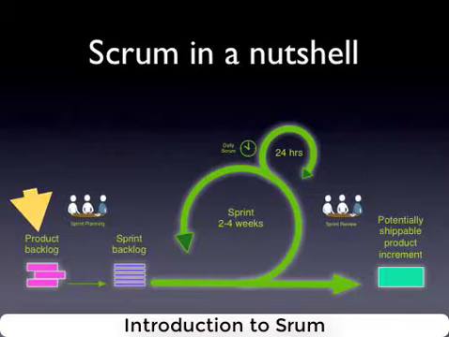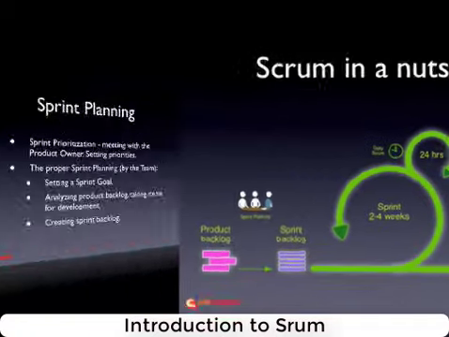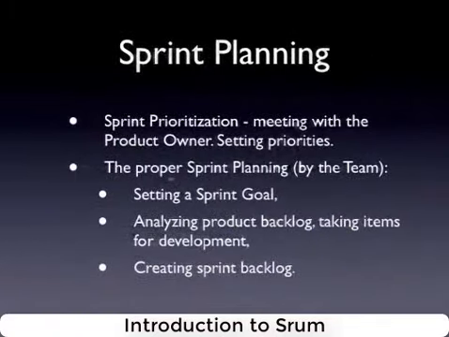So the actual kickoff of a sprint is the next step here, which is the sprint planning meeting. And during the sprint planning meeting, the sprint backlog will be produced. So let's look at sprint planning. Now, sprint planning starts with the final sprint prioritization, which is the final sorting, and then comes the proper planning, which starts with the team selecting a sprint goal.